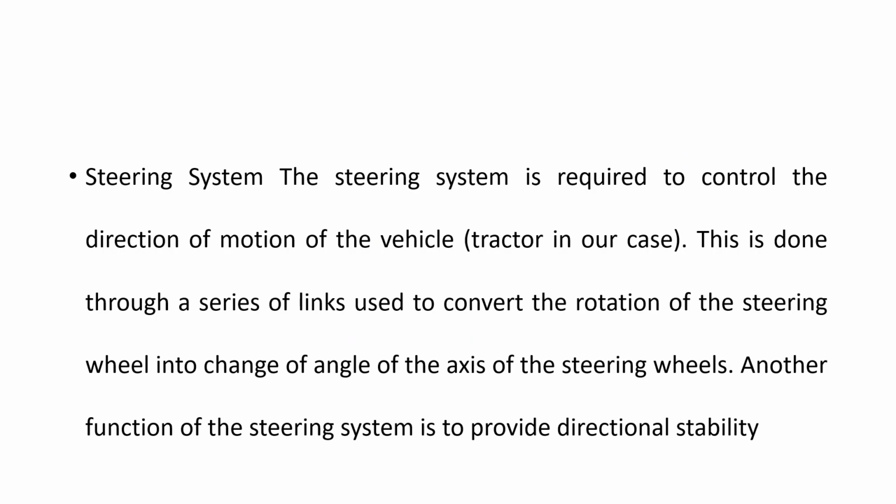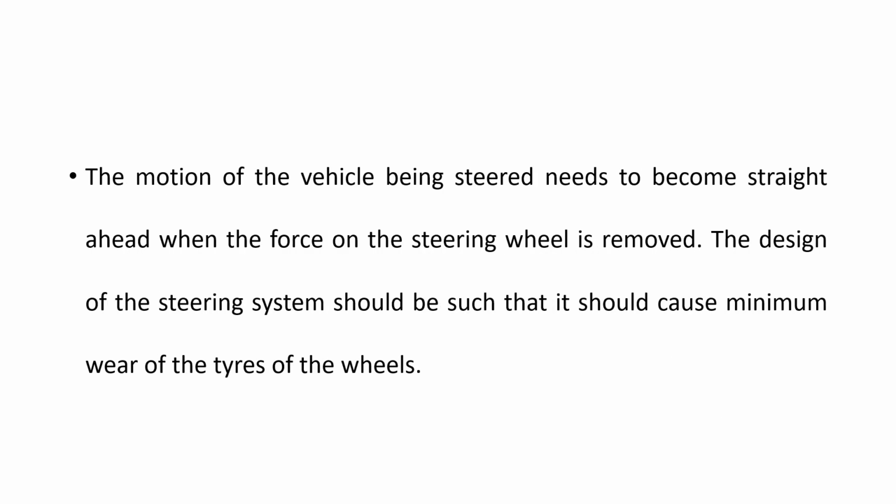The main purpose of the steering system is to control the direction of motion of the tractor, which is done with the help of a series of linkages used to convert the rotation of the steering wheel into change of the axis of the steering wheels. Another main function of the steering system is to provide directional stability. The motion of the vehicle, once steered, needs to become straight ahead when the force on the steering wheel is removed. It has to move in a straight line.